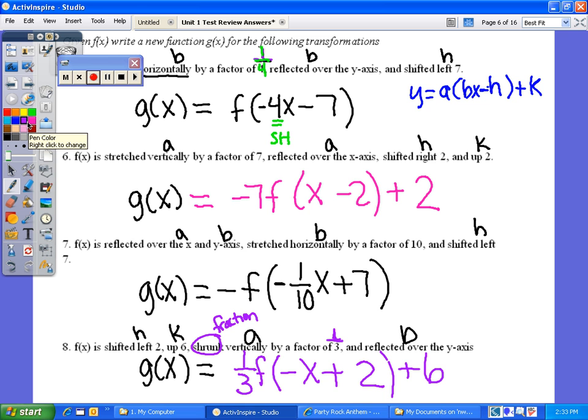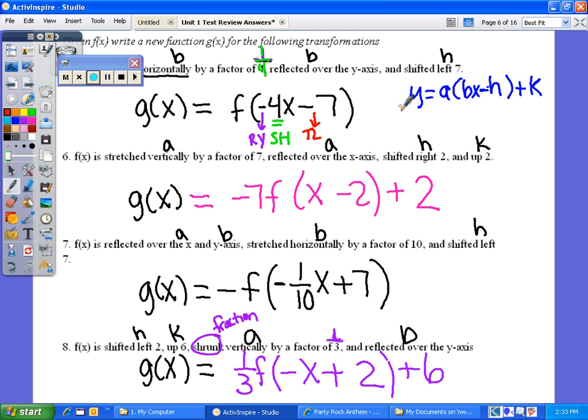Then it says it's reflected over the y-axis. That's here. And then it said that it shifted left 7. That's here. Okay, TL, that's translate left. So reflected over the y, shrink horizontally, and translated left.